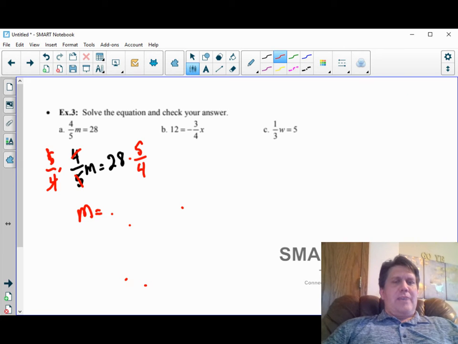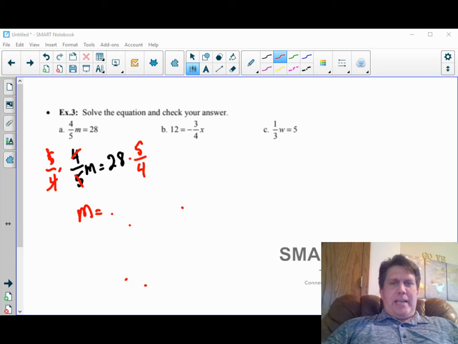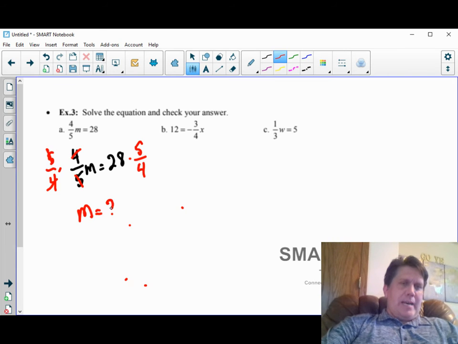Now the other side, I have to take 28 times 5/4. Now if you have a school calculator, those work pretty nice. You could actually just type this into your web browser and do that. But 28 times 5 divided by 4 is 35 is what that should get.